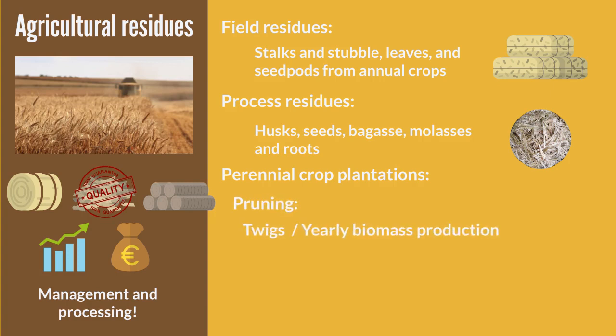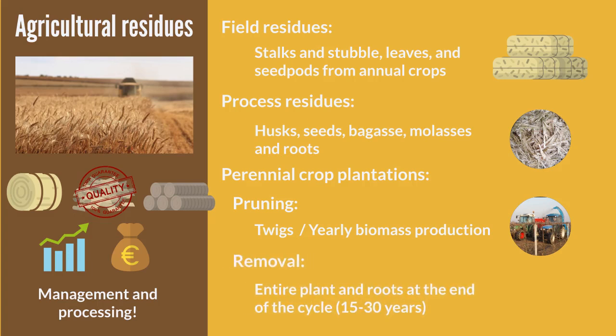Pruning produces small volumes of biomass that are available yearly. The most suitable machine must be chosen depending on the working conditions and the specifications of the energy conversion system. The biomass generated at the end of the cycle is made up of the entire plant, including the roots. There are different techniques and equipment with different costs and productivity for removing plants and stumps.